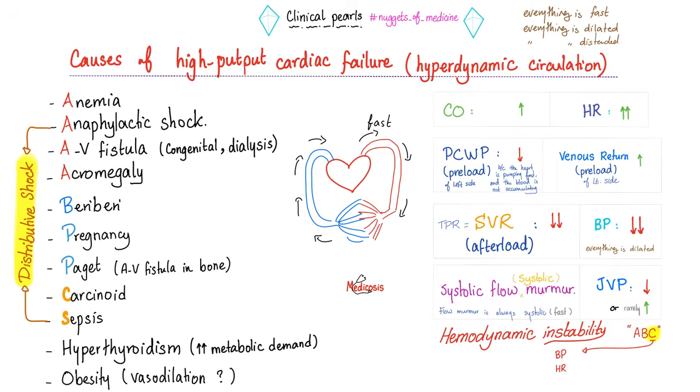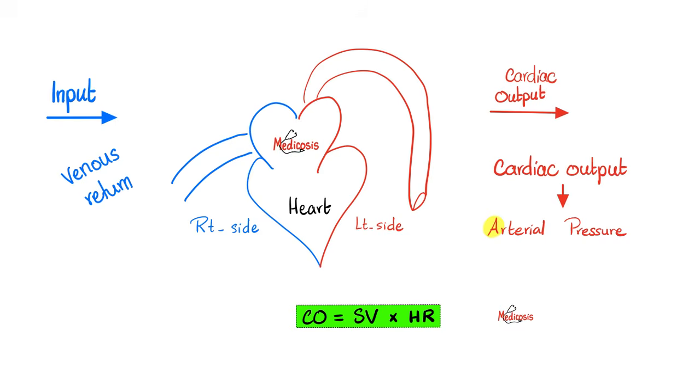I've told you before that pregnancy is a cause of hyperdynamic circulation, i.e. high output cardiac failure. We will not call it cardiac failure in pregnancy because pregnancy is not a pathology, it's normal. So we just call it high output state or hyperdynamic circulation, where everything is fast, everything is dilated, everything is distended. Input is venous, output is arterial. Preload is venous, afterload is arterial.